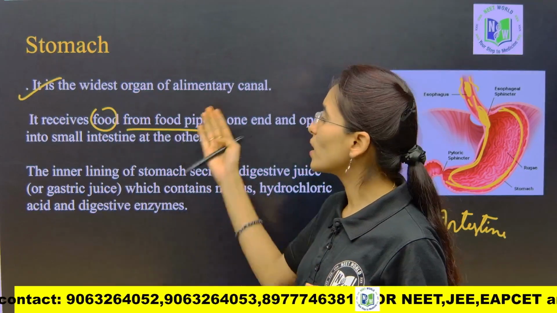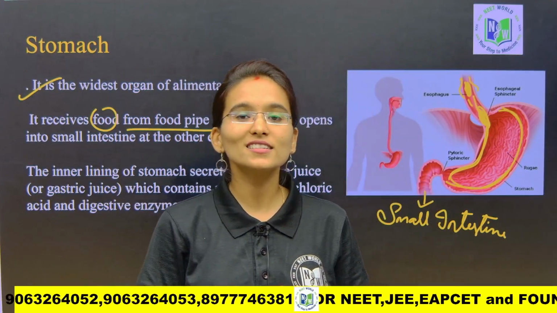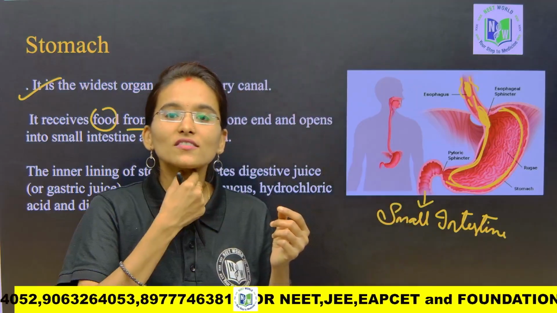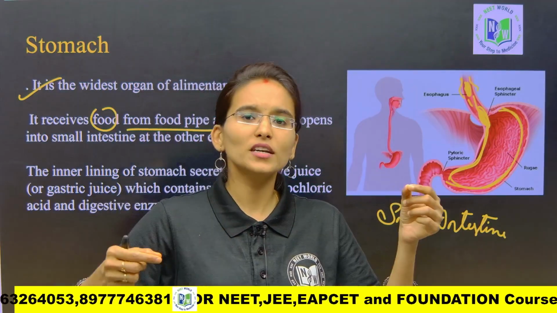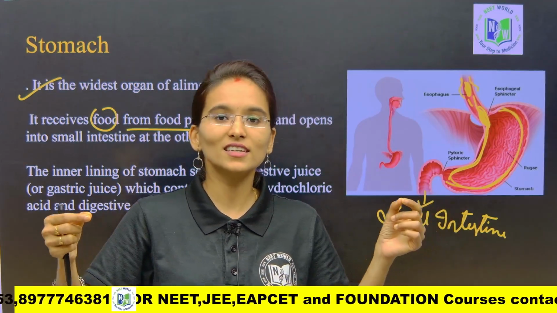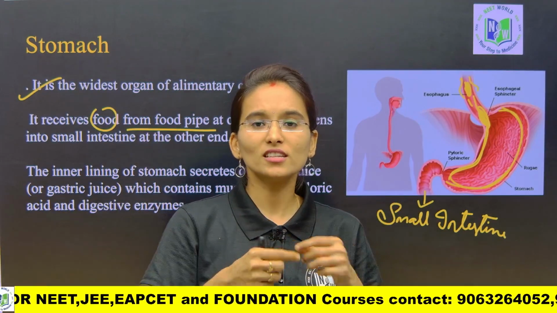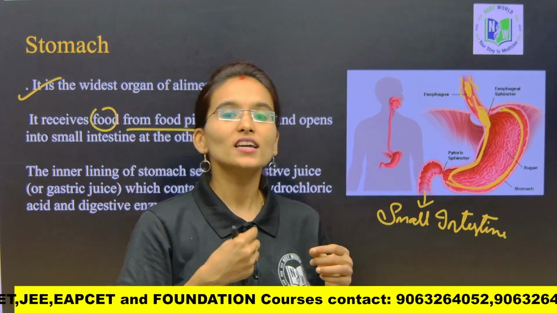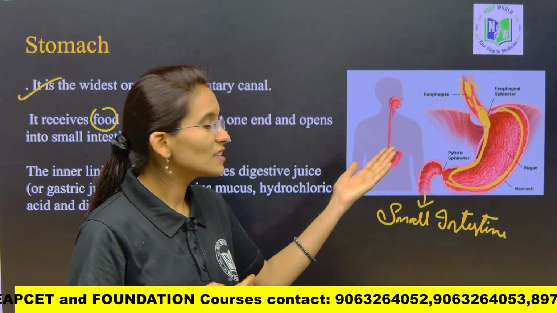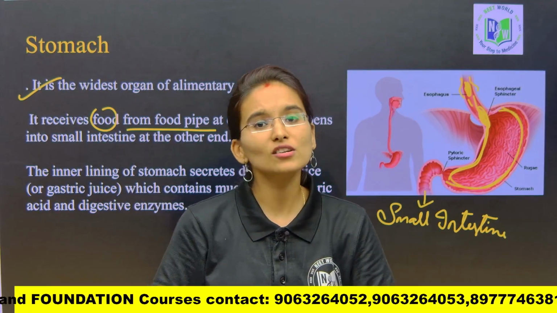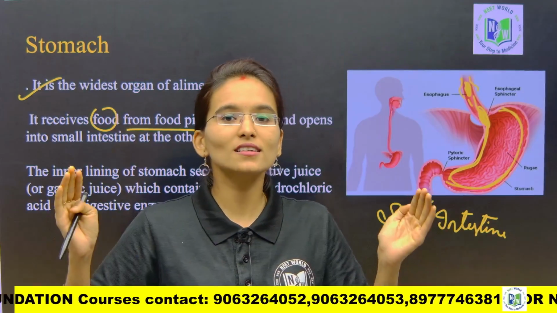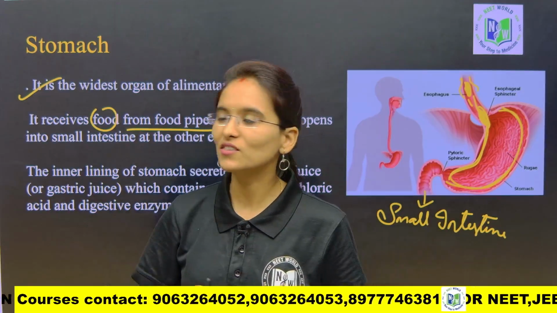It is the widest organ of the alimentary canal. From the starting point, we have seen the esophagus is about 25 centimeters in length. It is a long muscular tube which is straight, not coiled. Next we are learning about the stomach. Is the stomach also a pipe-like structure? No, it is the widest organ of the alimentary canal.